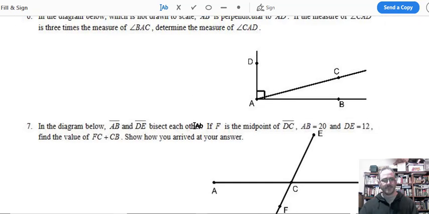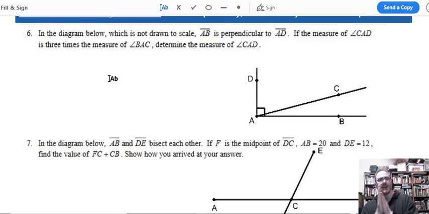And now we have the check for understanding. In the diagram below, which is not drawn to scale. What does not drawn to scale mean? That means that you can't rely on your protractor anymore. But we do know that AB here is going to be perpendicular to AD, which means we have this little symbol here, which says this is a 90 degree angle.